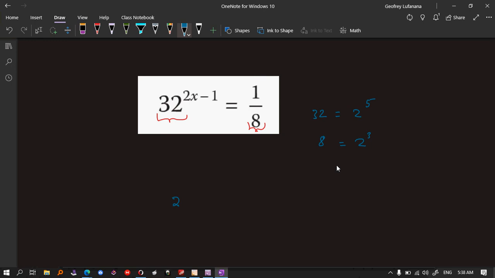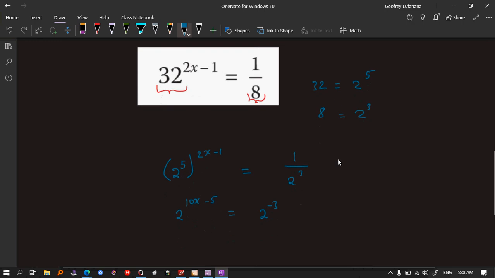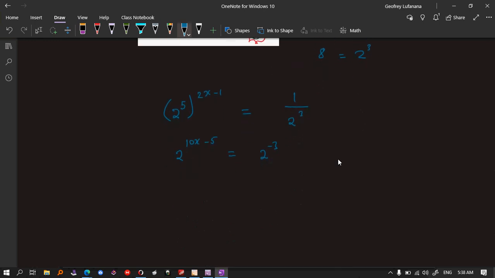So I have 2 to the power 5, to the power 2x minus 1, equals 1 over 2 to the power 3. Multiply the powers, so I have 2 to the power 10x minus 5 equals 2 to the power negative 3, from the laws of indices. So I'm going to equate the powers. 10x minus 5 equals negative 3. If I take the negative 5 to the other side, I have 10x equals 5 minus 3. So 10x equals 2. Therefore, x equals 1 over 5.